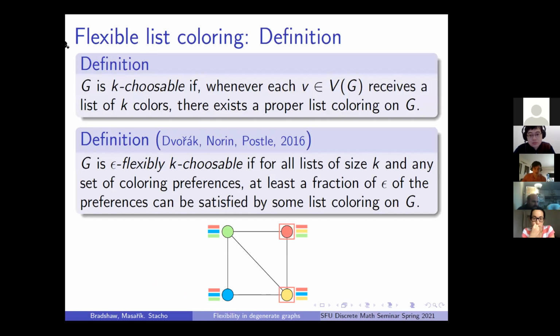Recently, in the paper that introduced this notion of flexible list coloring, these authors, Dvorak, Norin, and Postle, defined a graph to be epsilon flexibly k-choosable if for all assignments of color lists of size k, and also for any set of coloring preferences on a subset of vertices of the graph, you can always find a list coloring that satisfies at least a proportion of epsilon of the coloring preferences.